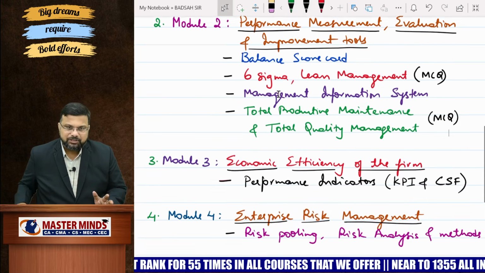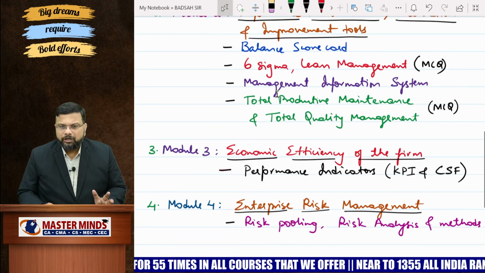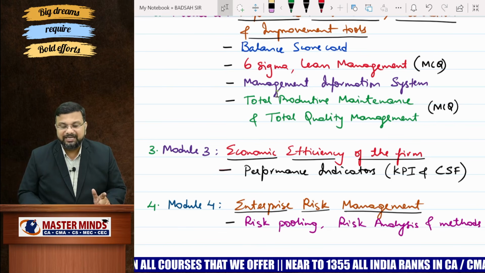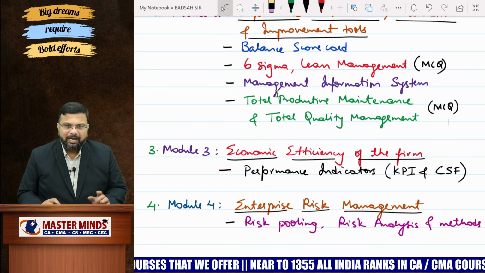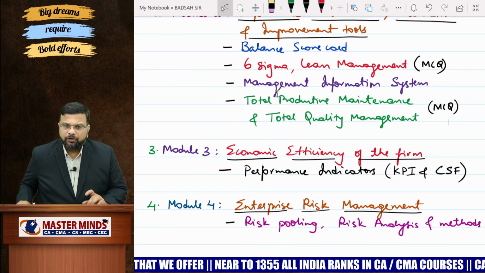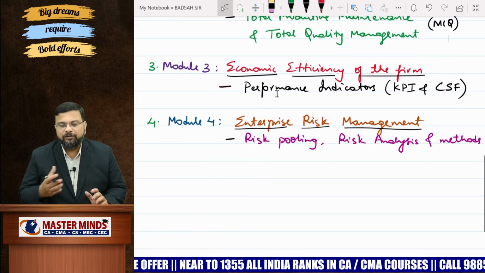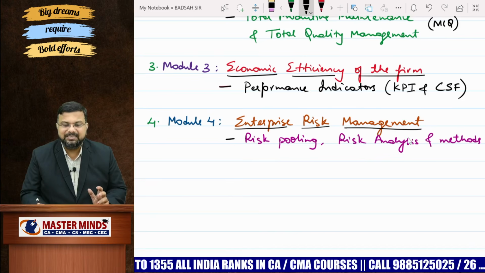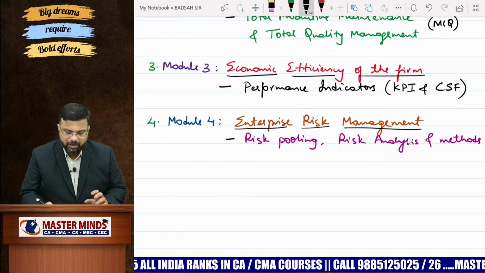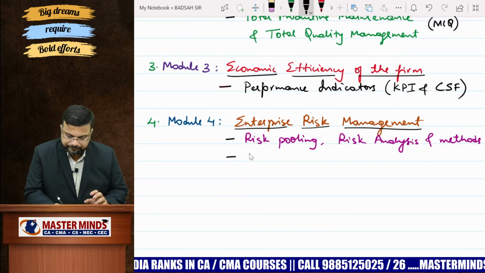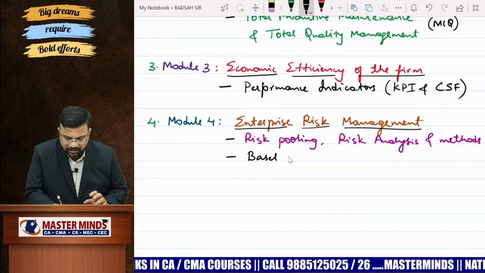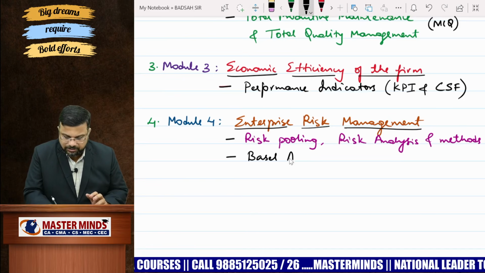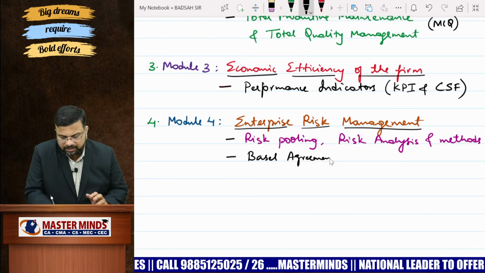Next, module 3. When it comes to module 3, focus on performance indicators, KPI, key performance indicators, and critical success factors. And module 4. Module 4 is nothing but enterprise risk management. So here focus on risk pooling, risk analysis methods, and Basel agreements, so Basel 1, 2, 3 that you have. Please be thorough with these things.